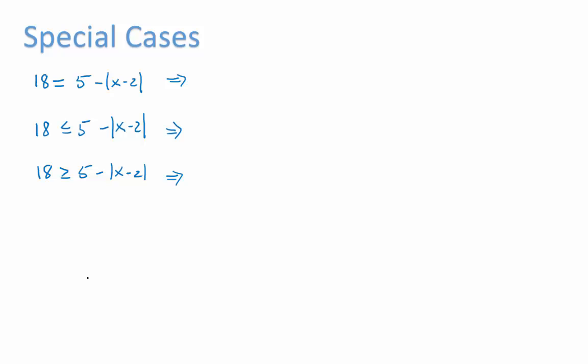Now, I have to mention 3 special cases. All of these are basically the same inequality or equation as far as isolating. And then let's see what happens. I'm going to subtract 5. So I get 13 equals negative absolute value x minus 2. I'm going to divide by negative 1. I get negative 13 equals absolute value of x minus 2.